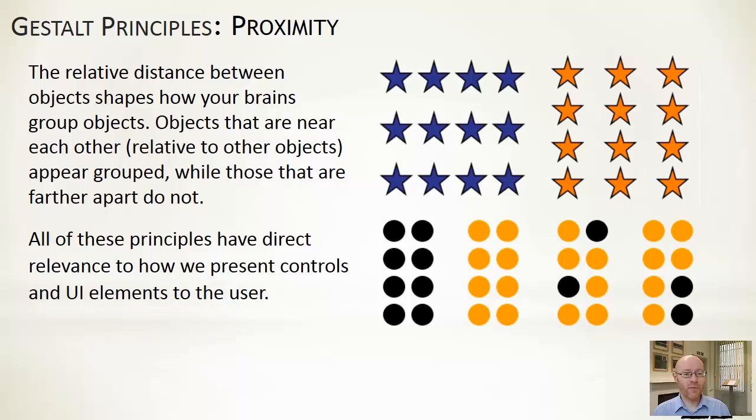So we'll start off with the first of our Gestalt principles, the one of proximity. And the basic notion of this principle is that the relative distance, and it is relative, between different shapes provides quite a powerful cue to our brains in terms of how we group things together. So generally speaking, objects that are near each other, relatively speaking, we will see them as being grouped together.